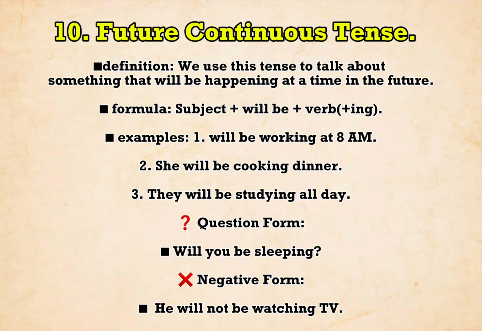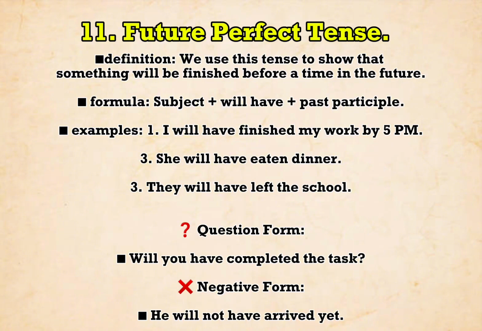Examples: 1. I will be working at 8 a.m. 2. She will be cooking dinner. 3. They will be studying all day. Question form: Will you be sleeping? Negative form: He will not be watching TV. 11. Future perfect tense. Definition: we use this tense to show that something will be finished before a time in the future. Formula: subject + will have + past participle.